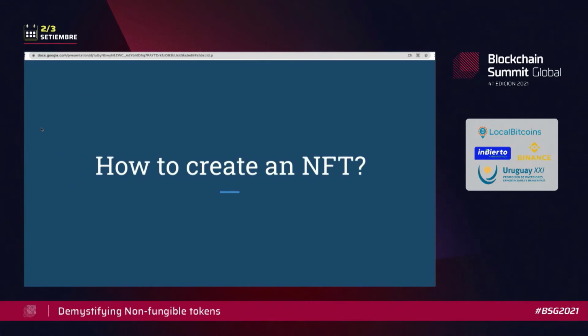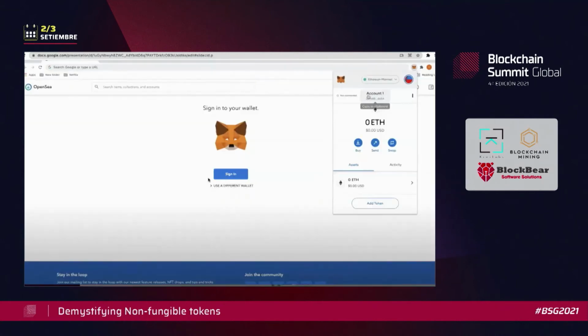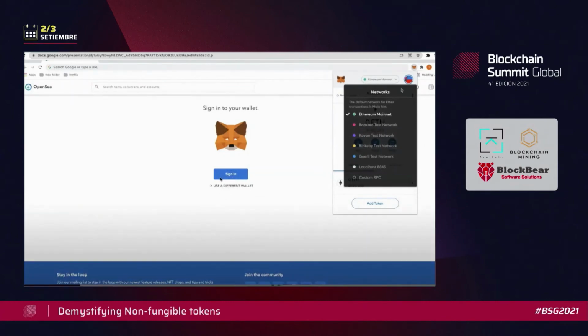Now let us get into how to create an NFT. I created a small video of it, and I will stop the video and explain what's going on there. So we will be creating an NFT using OpenSea, which is the marketplace. You need to connect your blockchain Ethereum wallet to this OpenSea website, and I have used MetaMask for it. MetaMask is easily configurable, and it can be present in your browser as well. So it's a great wallet to start off with.